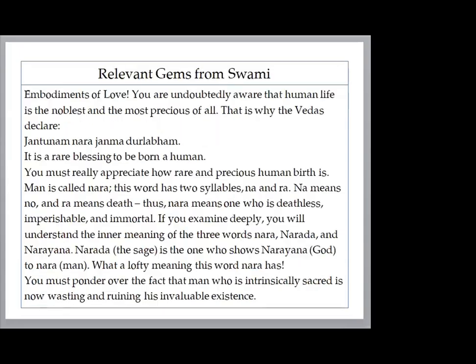We will read an excerpt from one of Swami's discourses. Embodiments of love. You are undoubtedly aware that human life is the noblest and the most precious of all. That is why the Vedas declare Jantunam Narajanma Durlabham. It is a rare blessing to be born a human. You must really appreciate how rare and precious human birth is. Man is called Nara. This word has two syllables, Na and Ra. Na means no, and Ra means death. Thus, Nara means one who is deathless, imperishable, and immortal.